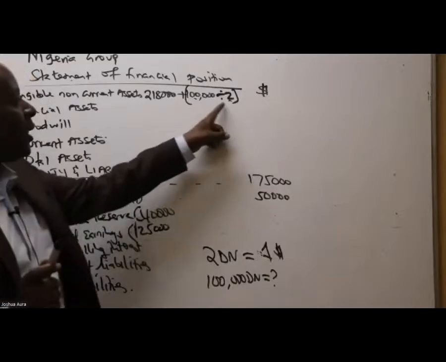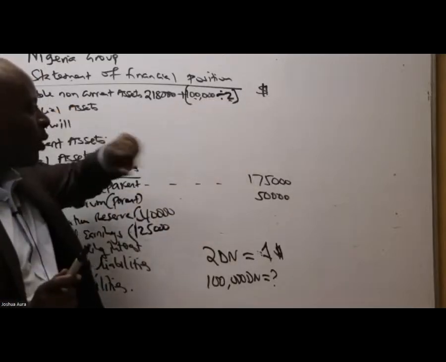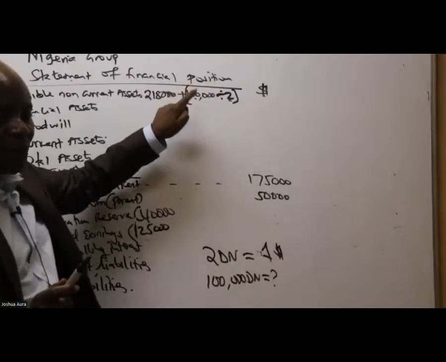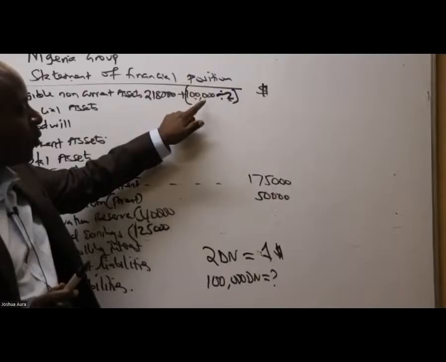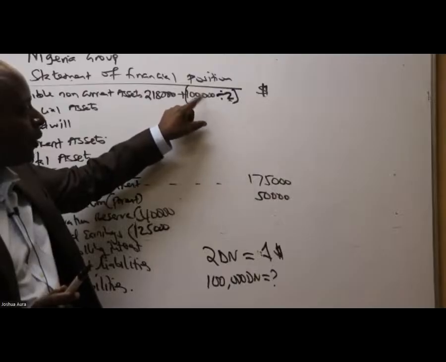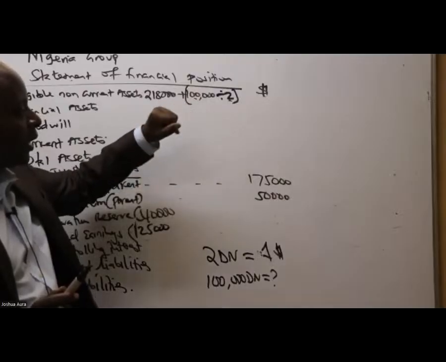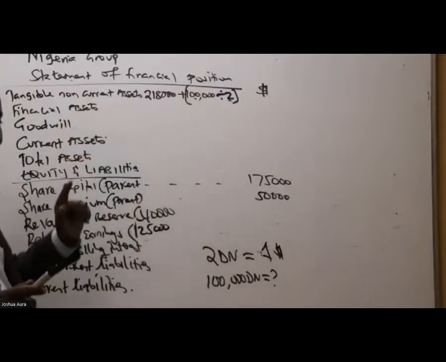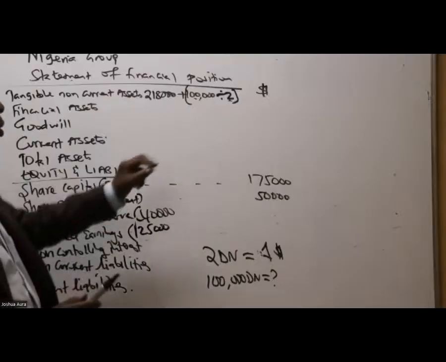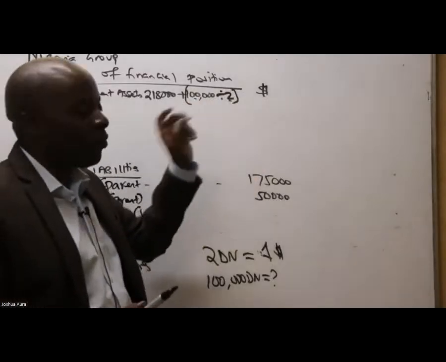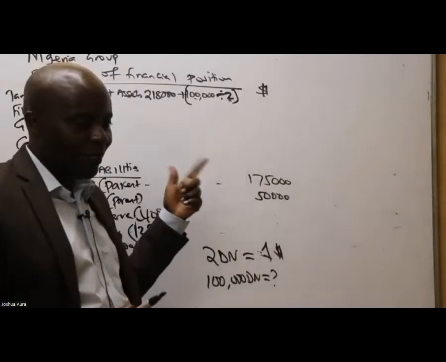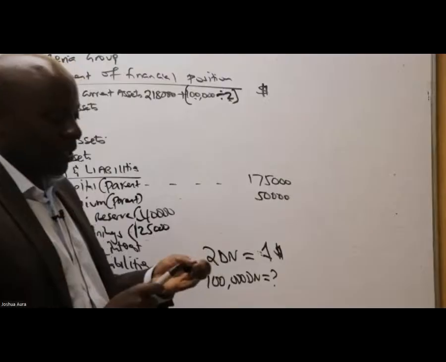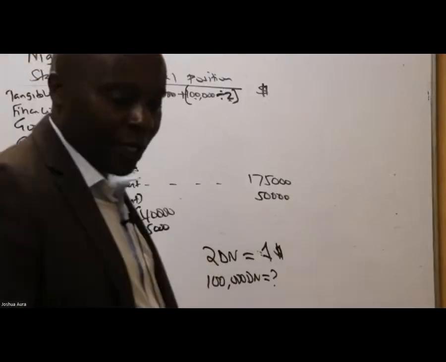If it's DN and DN, the only way of doing away with the DN is to divide, for purposes of canceling DN and DN. You divide like that. Don't yet pick up your calculator, because later on I'll be bringing in the issue of revaluations. Great. Now continue here. Go to the next item.